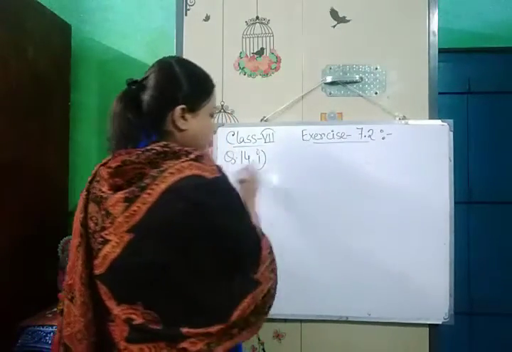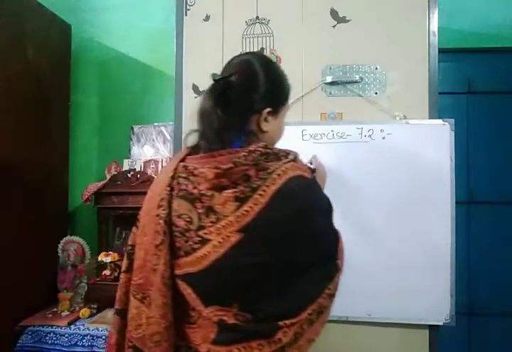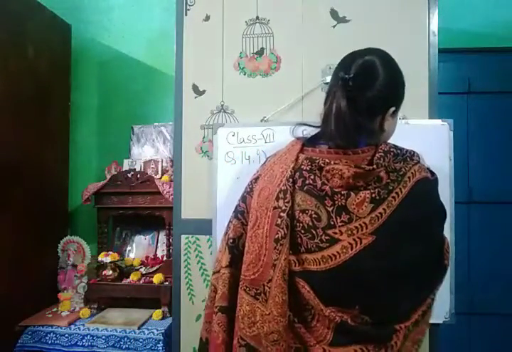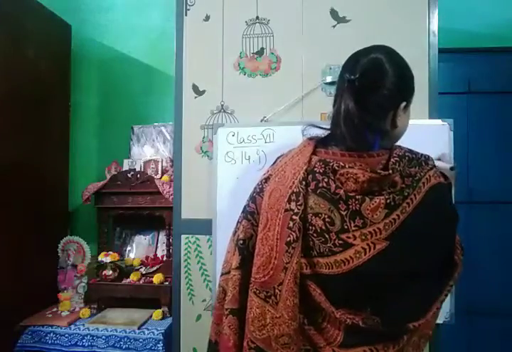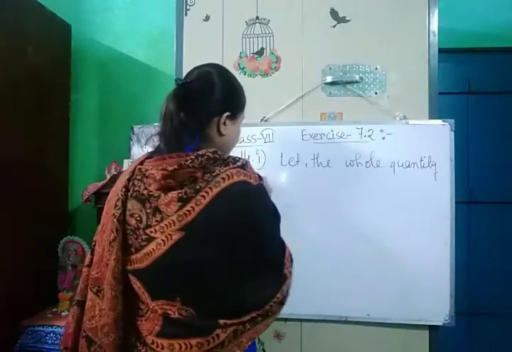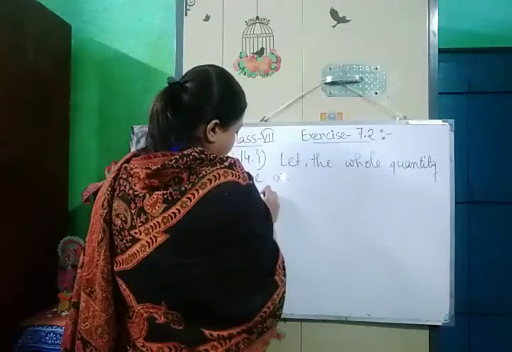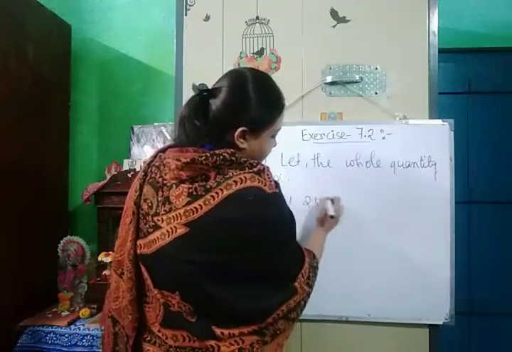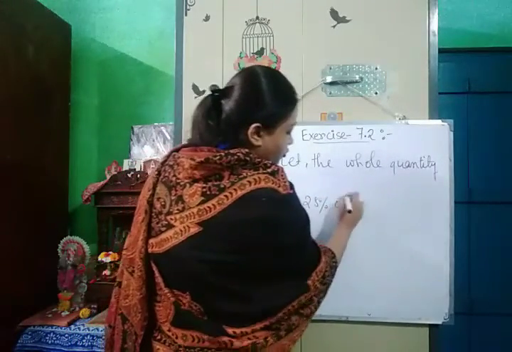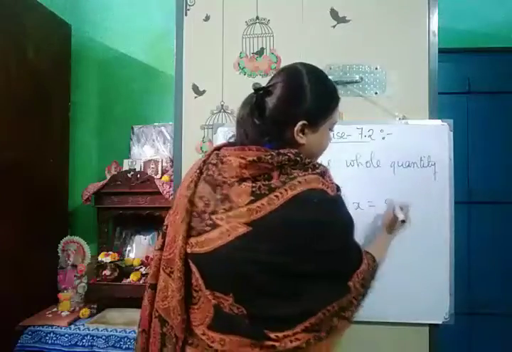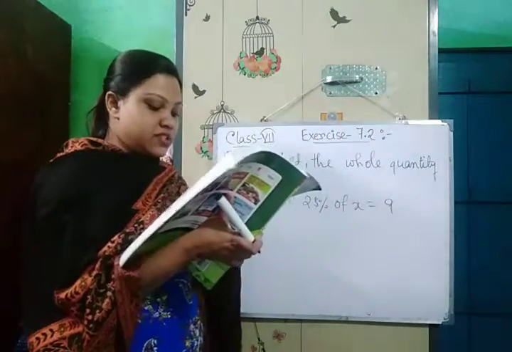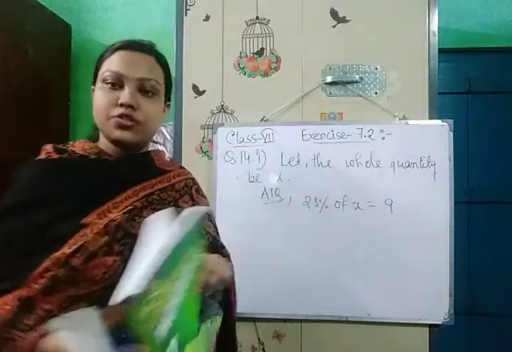I am doing question number 14's A. Let the whole quantity be x. So according to the question, 25% of x, that is given as 9. 25% of the whole quantity means 25% of x is equal to 9.